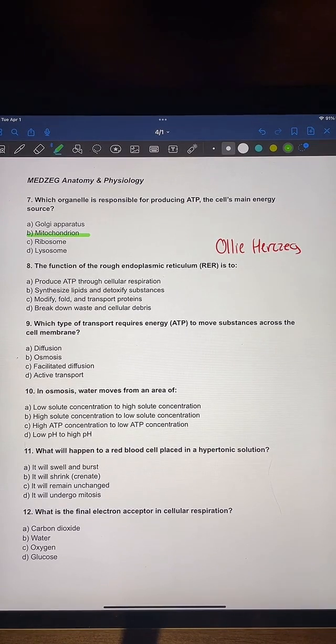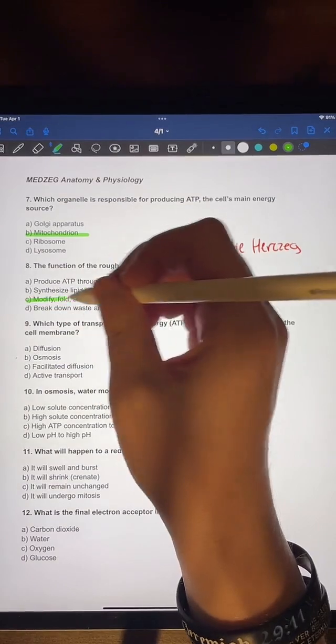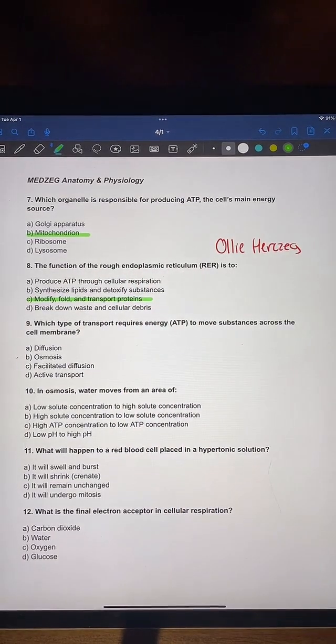We are on number 8. The function of the rough endoplasmic reticulum is to: answer choice C, modify, fold, and transport proteins. Letter A is the function of the mitochondria. Letter B, synthesize lipids and detoxify substances, is the smooth endoplasmic reticulum. And D, break down waste and cellular debris.